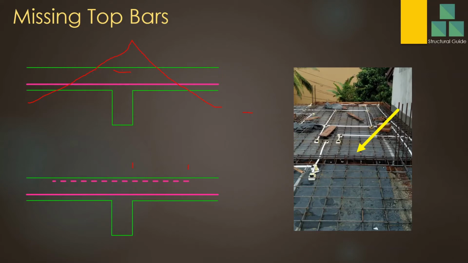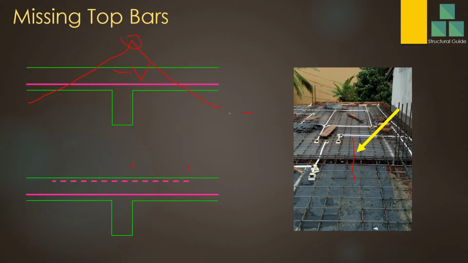You can see in this figure also, you should have top reinforcement here, but it is not provided. So this is a construction error, and there may be chances of structural failure if you haven't provided top reinforcement. In a span like this, there will be considerable hogging moment there. If you don't have reinforcement, there may be a crack like this, and then the slab may collapse.